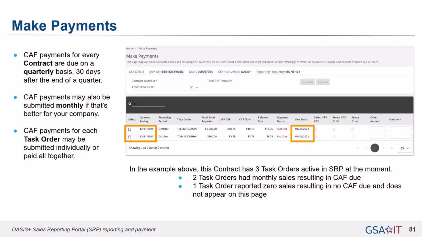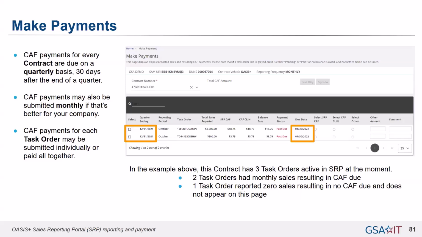Now, this SRP utilizes pay.gov to make this payment, but do not, and I must emphasize this, do not utilize pay.gov directly to pay your SRP CAF. Utilize this system, right? Use SRP. Do the sales report, click through all these buttons, make the payment this way, because this payment will then link that money to your contract or your task order.